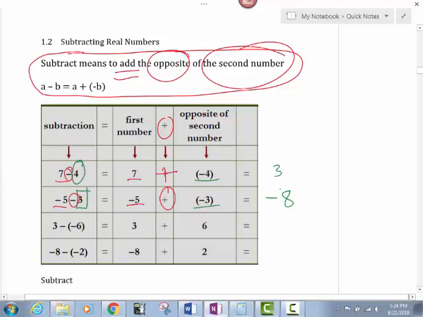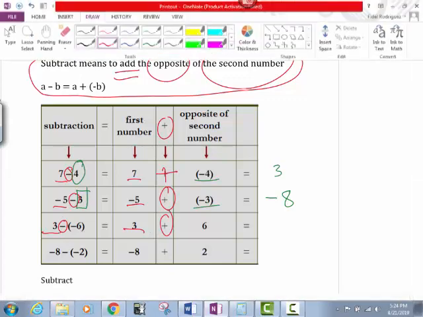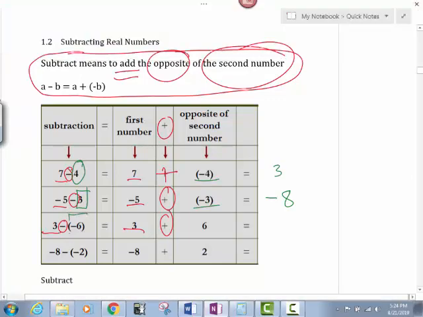Let's try the next one. The first number, if you notice, is a 3. The first number doesn't change. We change that subtraction sign to an addition. We are now going to take the opposite of the second number. Look at this number. This is a negative 6. So the opposite of a negative 6 is a positive 6. So now when I do this problem, 3 plus 6. I have $3. I have another 6. I have a total of 9.